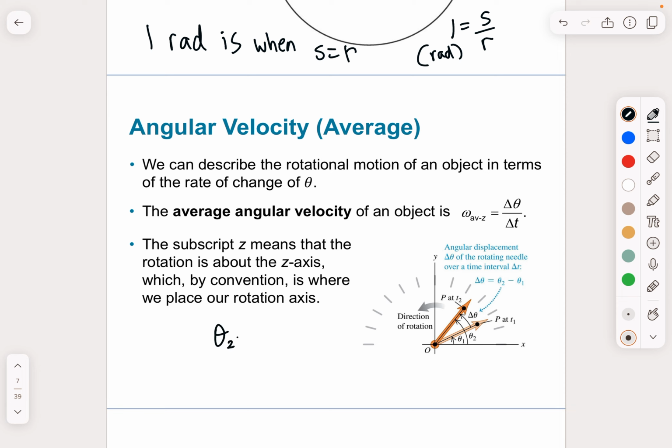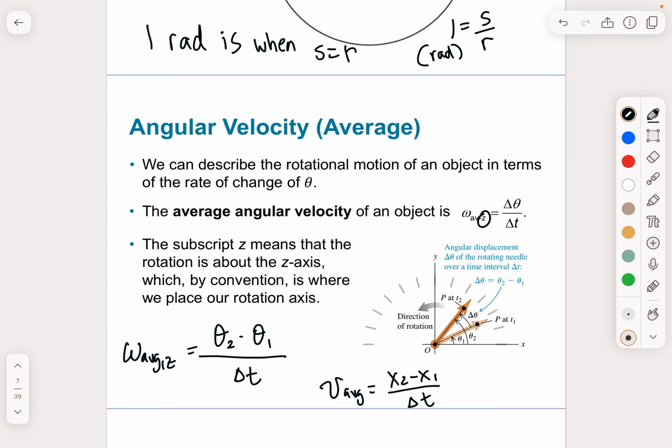Position 2 minus position 1 over the time it takes to go from position 1 to 2, I should say. And so our average angular velocity is simply that delta theta over delta t, right? In the same way that our regular average velocity, our linear one, was x positions subtracted divided by delta t, right? And so now we have this extra subscript here, z, in our angular velocity.